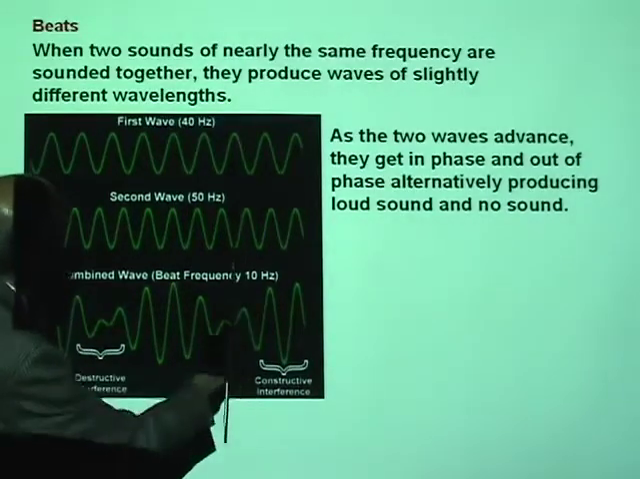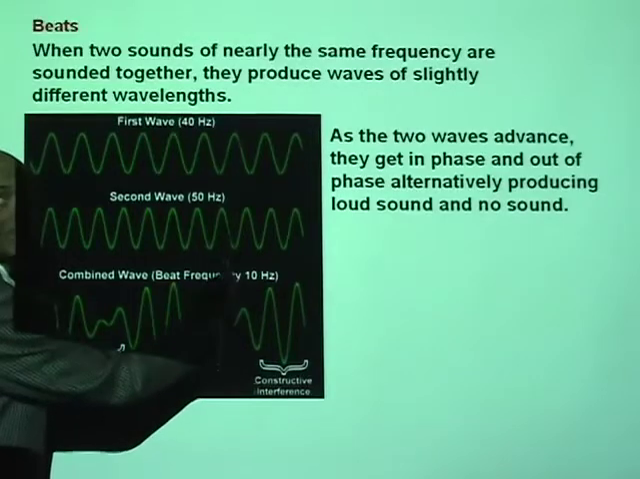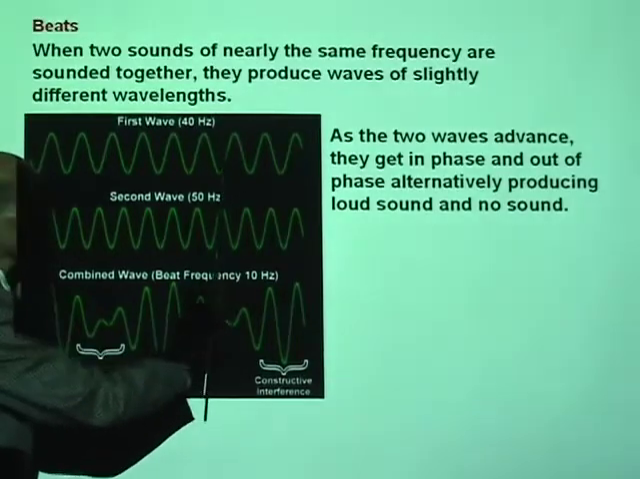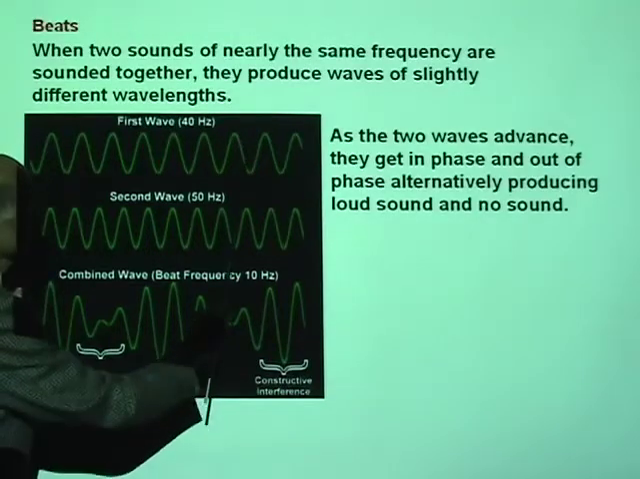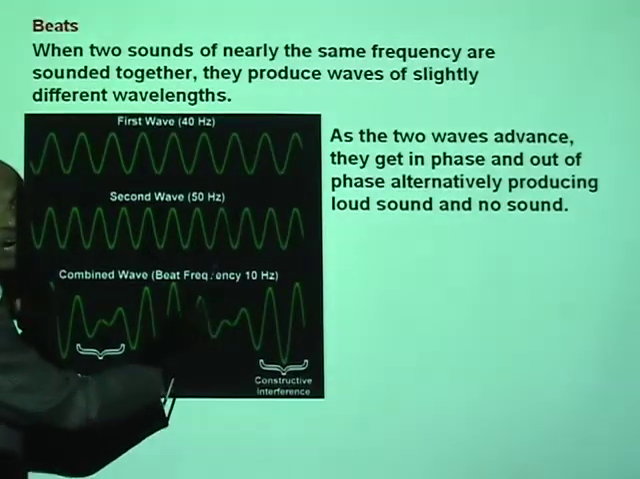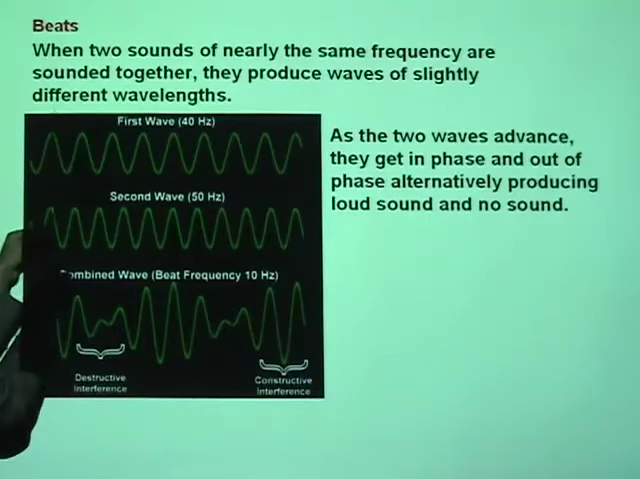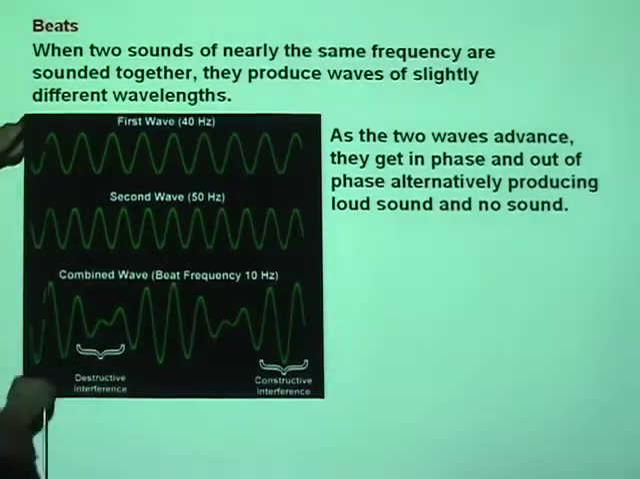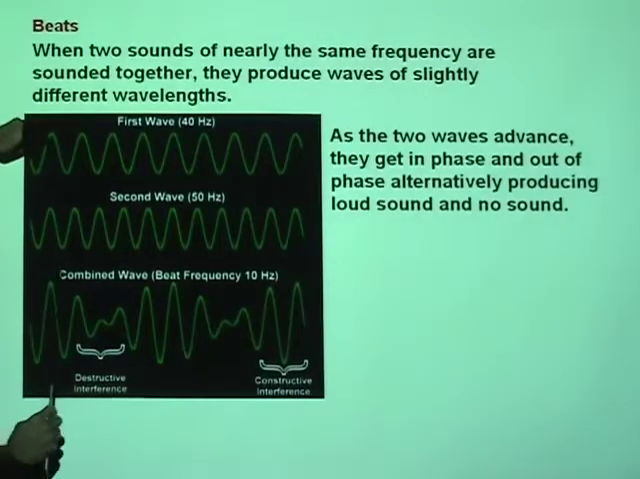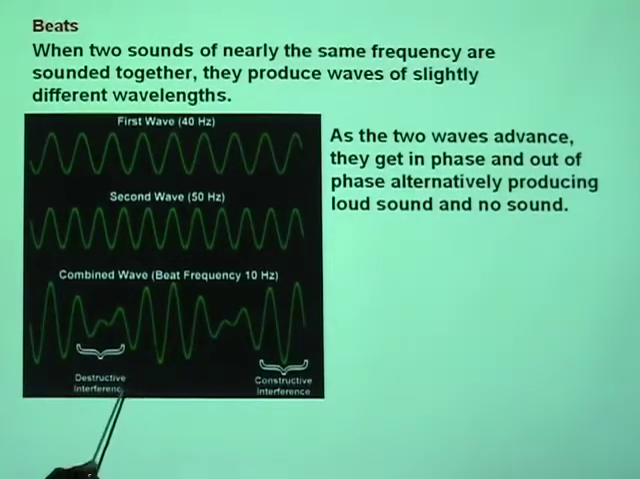If you come here, the compression, can you see where I'm pointing? The compression falls on the rarefaction. They have completely gone out of phase. So here they are in phase, here they are out of phase. When they are in phase, I can hear a big sound. You see? So this is constructive interference, this is destructive interference, this is constructive interference.